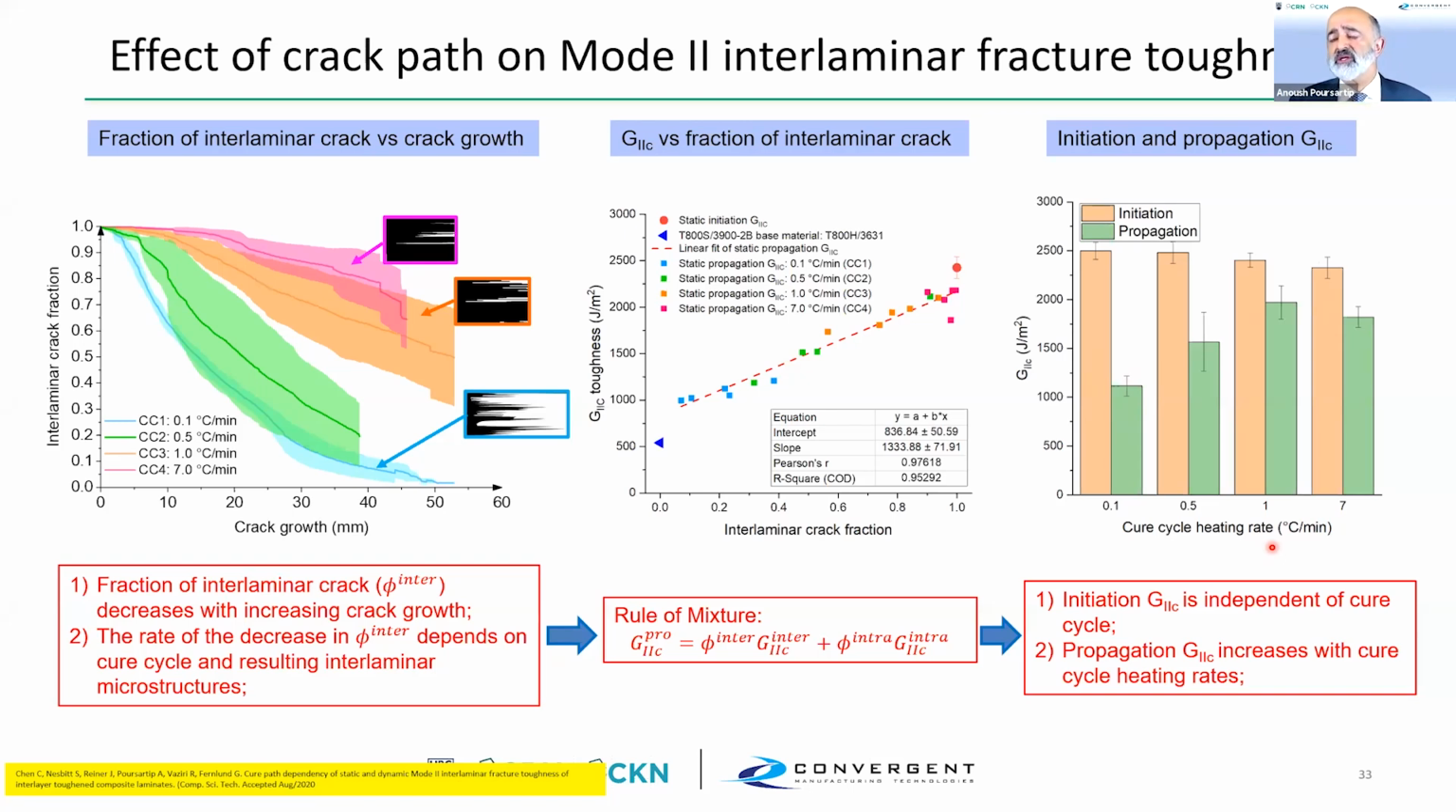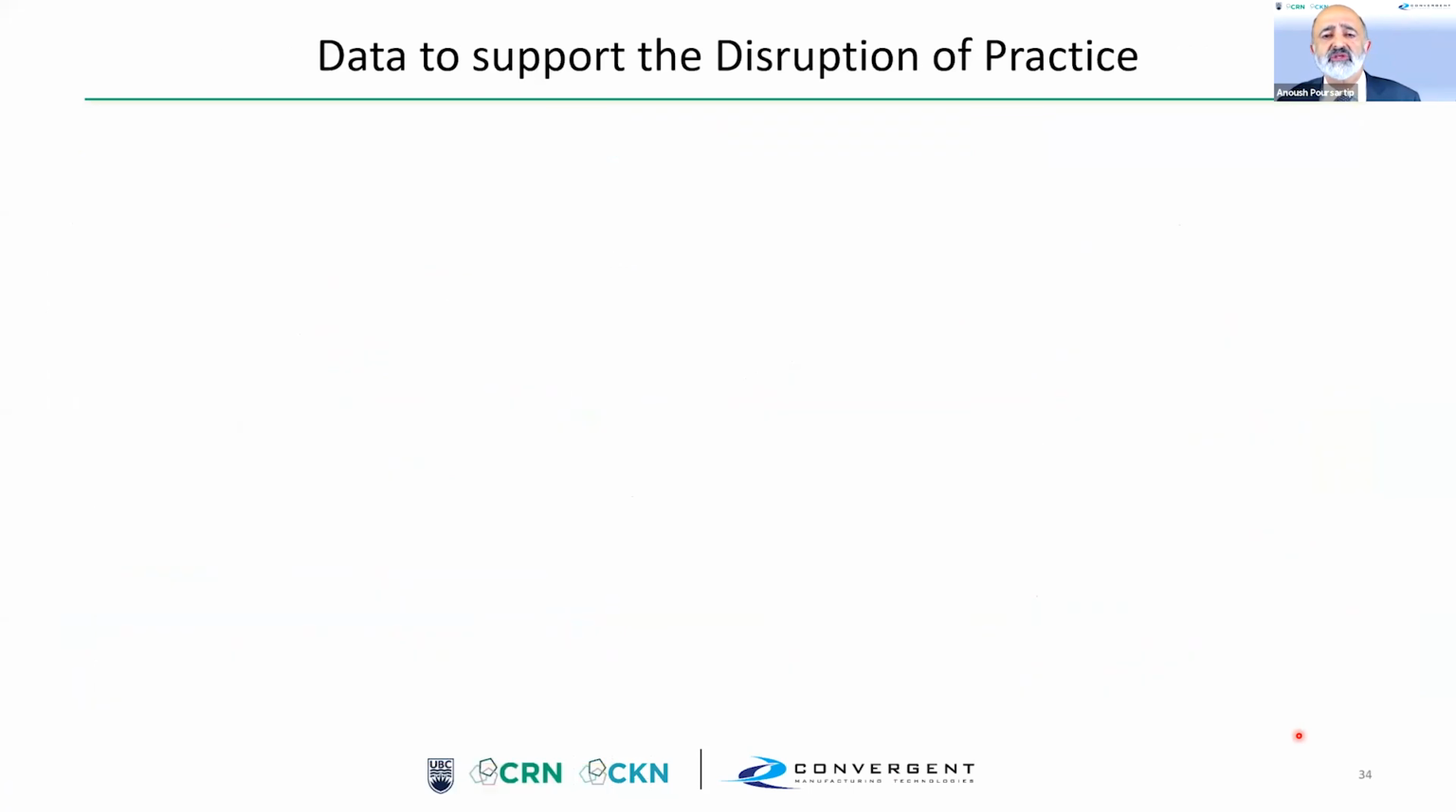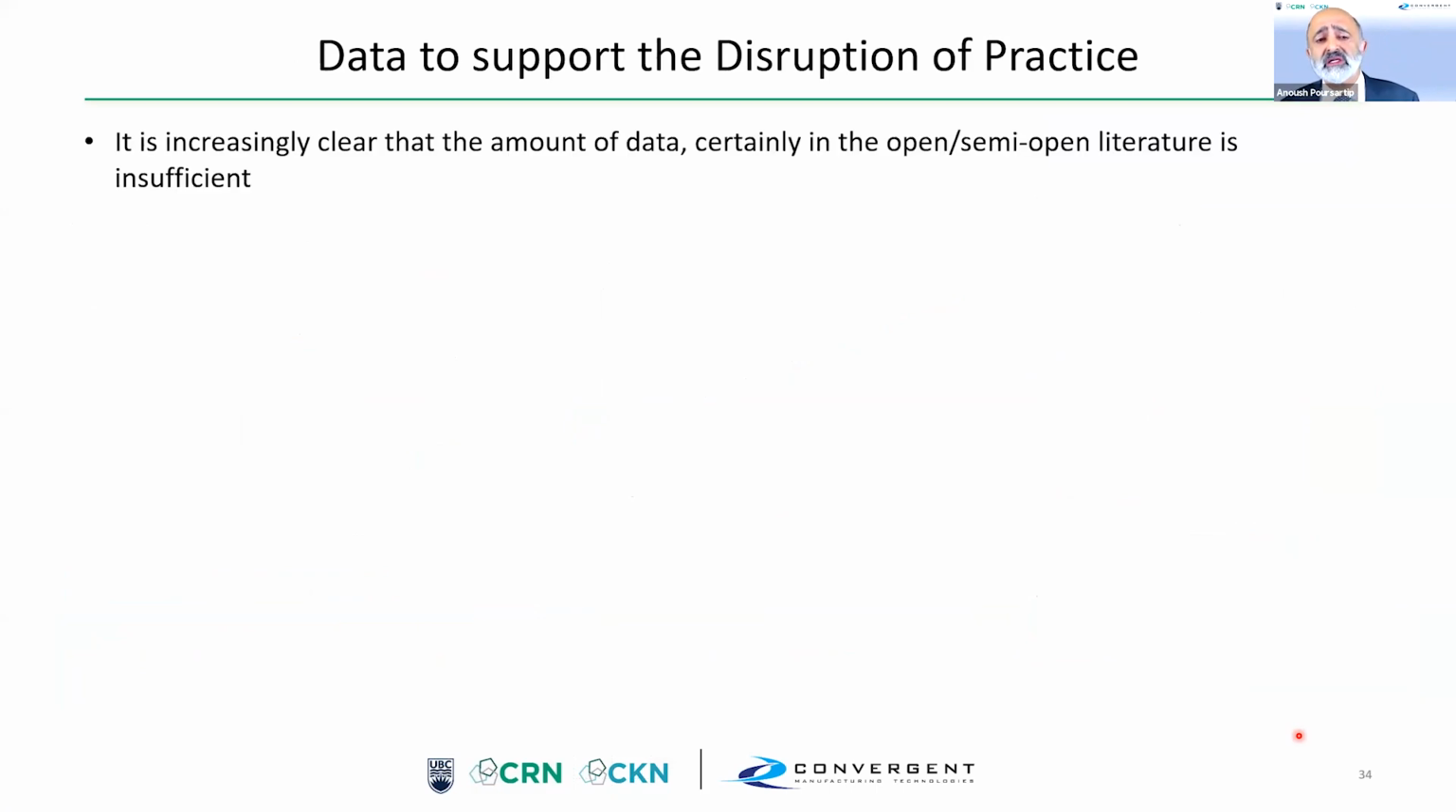not only can we pass degree of cure information and residual stress information and thickness and volume fraction, but we are on the verge of being able to provide other properties which really matter if we are going to understand how to open up cure cycles, how to pass information to failure models. But there's one thing left before we can do this with full confidence, and that is we need much more data. If you want to disrupt practice, you have to be very confident that you're doing that. And it's becoming increasingly clear that the amount of data we have, certainly in the open, semi-open literature, is insufficient.